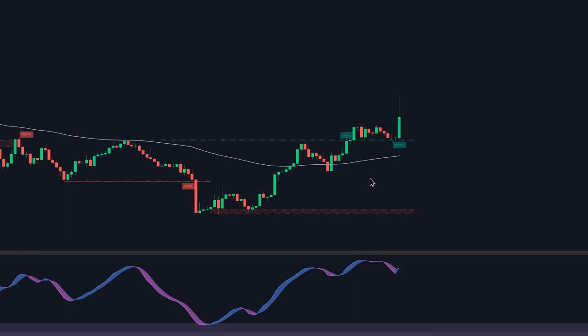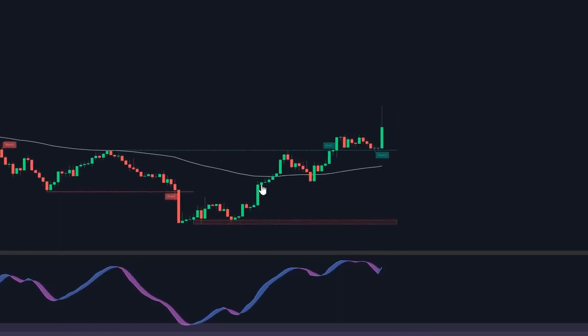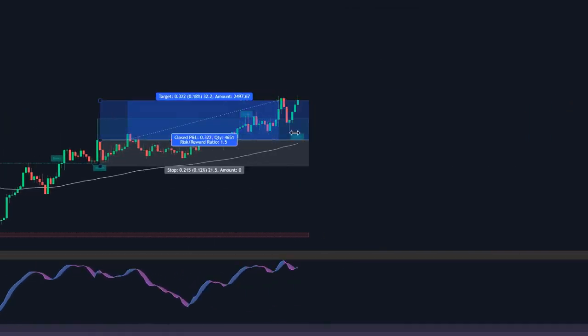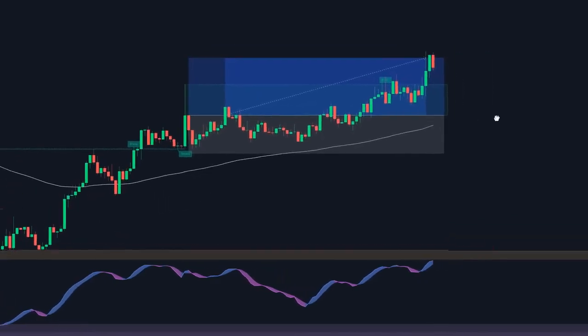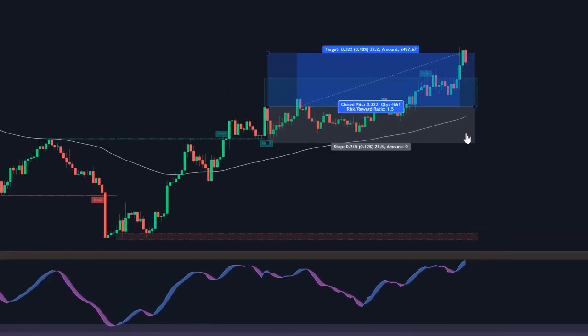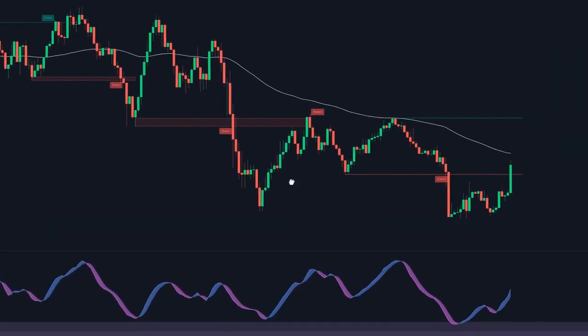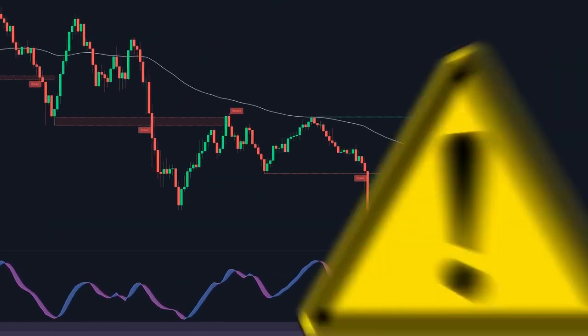Then lastly, we can see that the market just switched to a bullish trend because the price was trading above the white moving average. Because of all those conditions being met on this candle, we're gonna enter a long position here. One thing to note about this strategy is that if a support or a resistance level disappears before the final break and close, well, that entry becomes invalid.